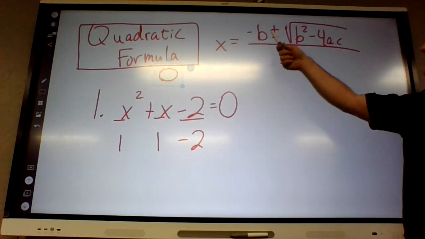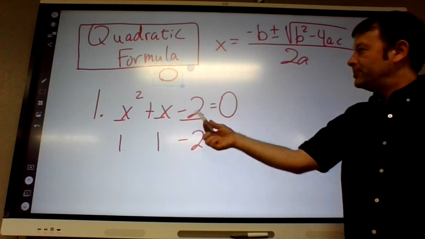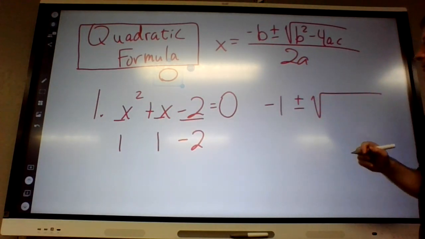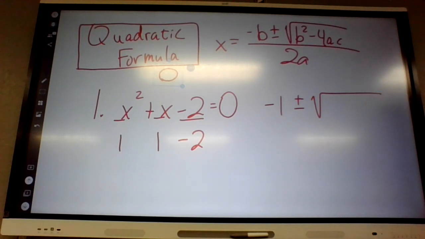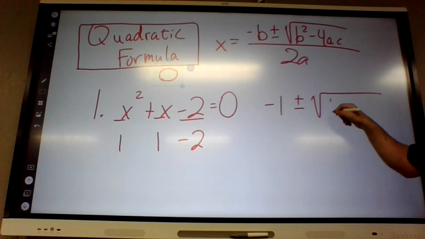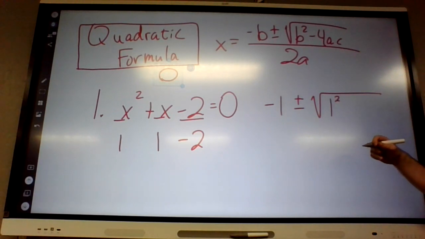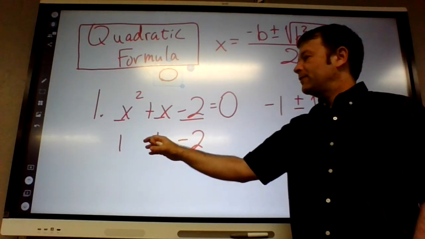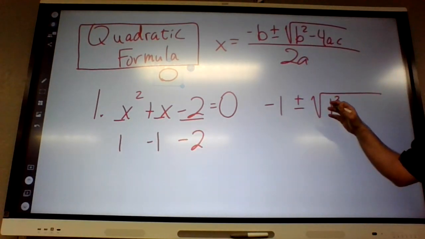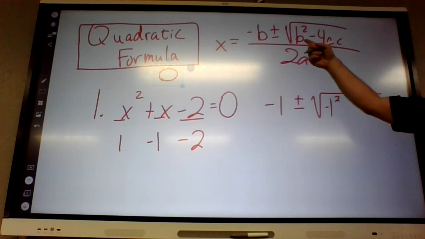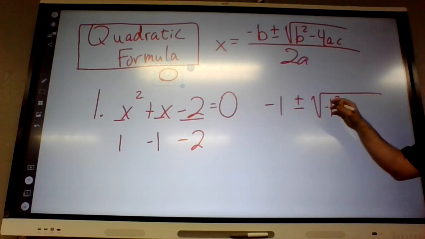So if I plug this in, negative b is going to be negative 1. B squared is going to be 1 squared. Here's the thing. This is where things can go wrong. Because what if b had been negative? And I put a negative right there. You guys know what the problem is with that? Right, we're supposed to square all of b, so the negative should be squared.